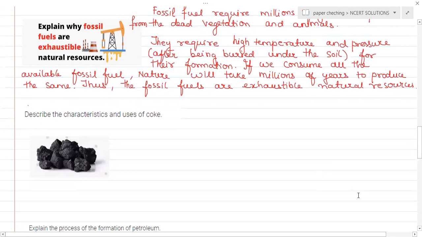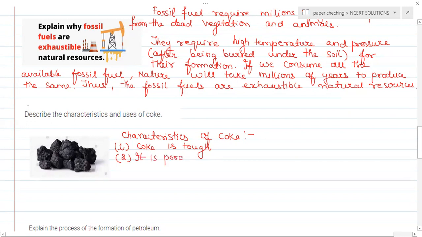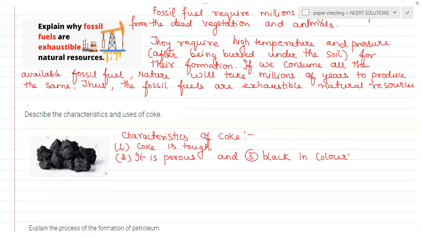Describe the characteristics and use of coke. Okay, so let's first describe the characteristics of coke. So coke is tough. It is porous and black in color. So coke is tough, it is porous, and it is black in color. These are the characteristics of coke.